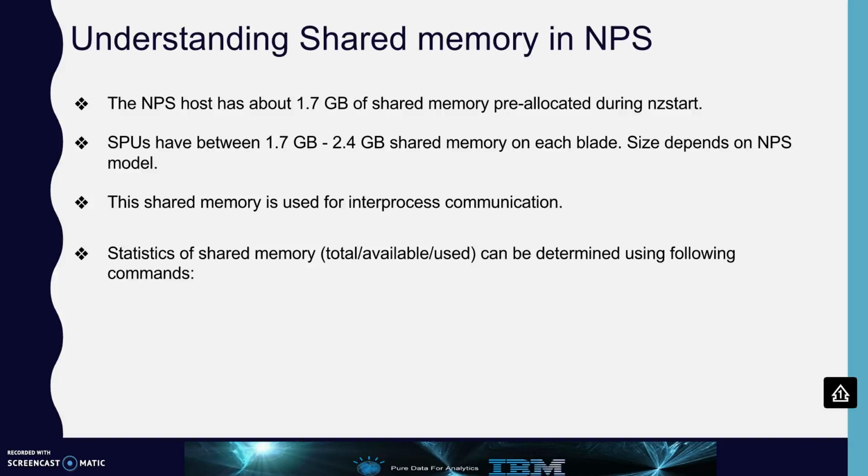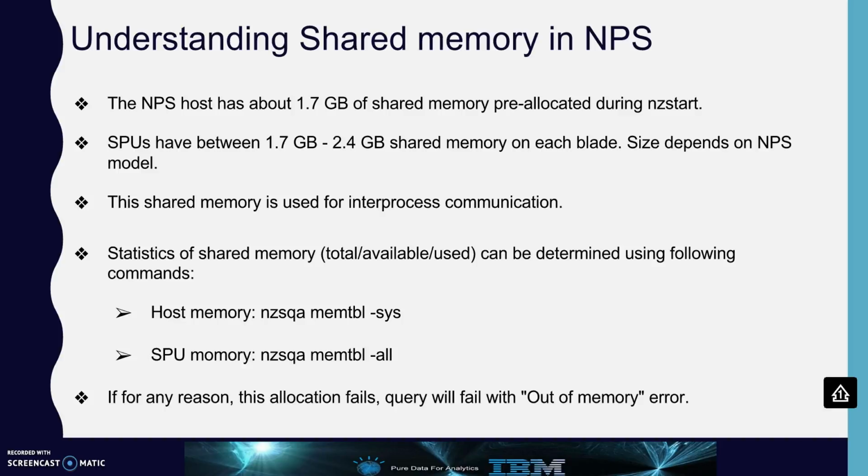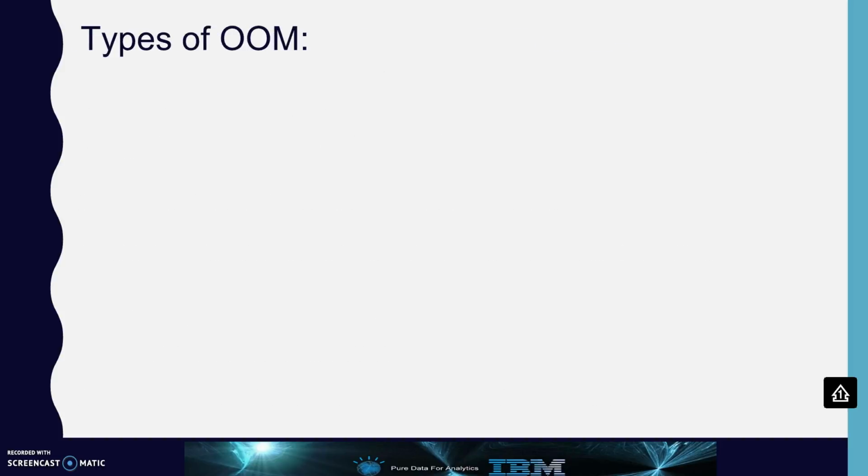Statistics of shared memory, which is total, available, or used, can be determined using the following commands. On the host, nzsqa memtable-sys. On SPUs, nzsqa memtable-all can be used to get that information. If for any reason this allocation fails, the query will fail with out-of-memory errors.